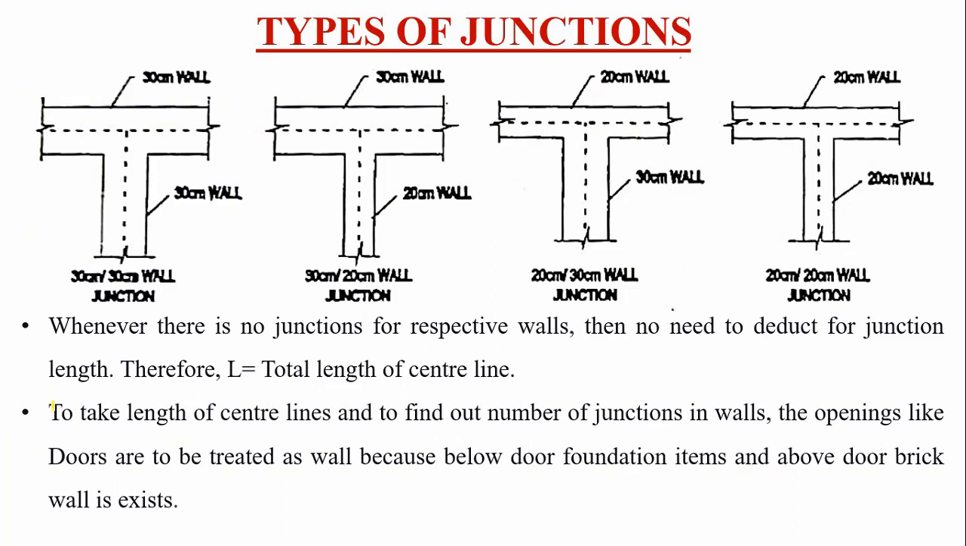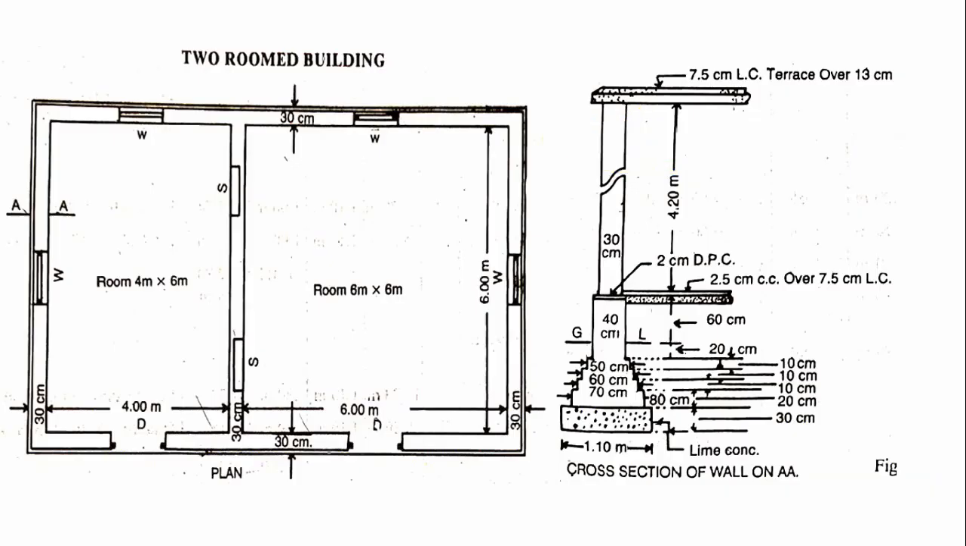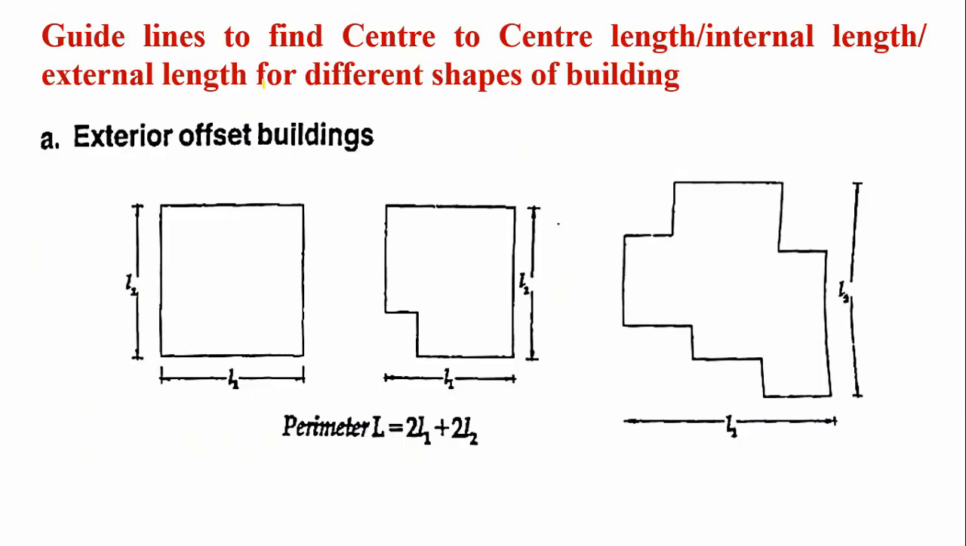So that is what is being written here: to take the length of center lines and to find the number of junctions in the walls. The openings like doors are to be treated as wall, because below the door there are foundation items and above the door brick masonry wall is going to exist. So therefore, for the doors and windows, while calculating the length, there shall not be any deductions. In this way, we are going to calculate the total center to center length of the buildings, right?